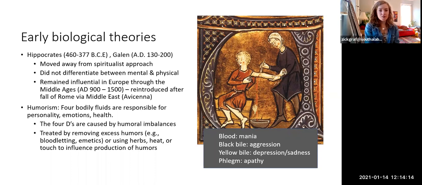Black bile was thought to cause aggressive thoughts, feelings, and behaviors, whereas yellow bile was thought to cause depression and sadness. And phlegm, mucus, was thought to cause apathy when it was unbalanced, when there was either too much or too little in a person's body. So generally, under the humoral theory of medicine and psychology, the 4Ds and physical illnesses were treated by either removing excess humors through things like bloodletting or inducing vomiting, or using medicinal treatments to try to alter the humors and restore balance.